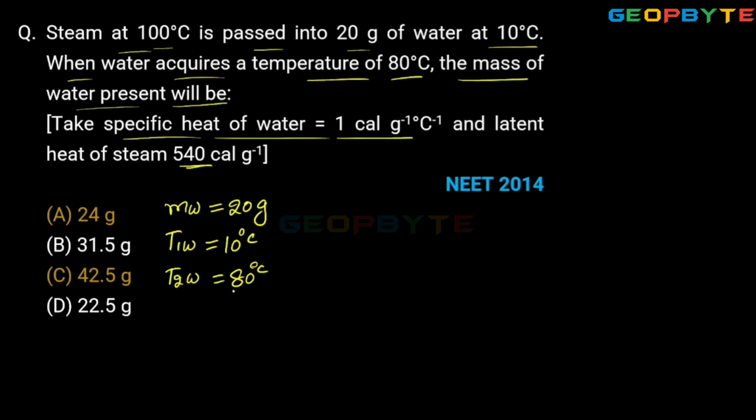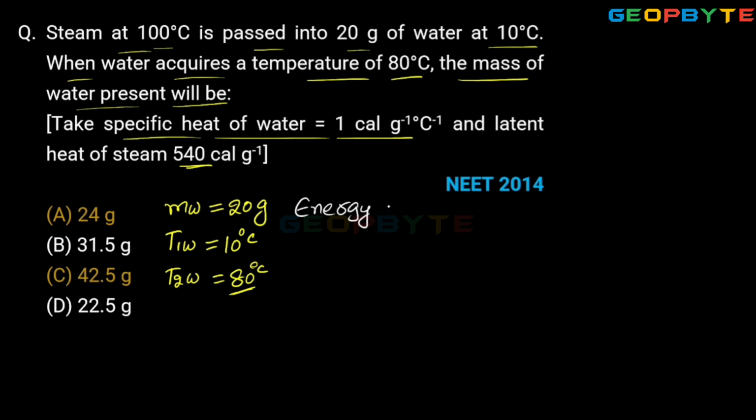Initially some water is there. Now let us decide what amount of steam is converted to water. The water available from the steam plus the water already available, that is 20 grams, gives the total mass of water present in the system at 80 degrees centigrade. For that, heat energy lost by the steam equals heat energy gained by the water. So, the energy balance equation.